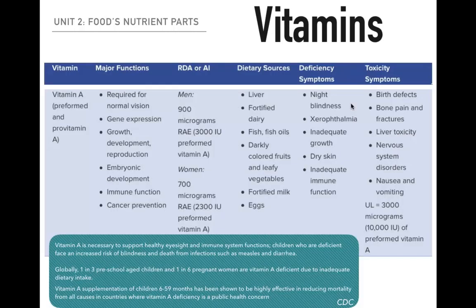Most Americans take in adequate amounts of vitamin A, but globally, 1 in 3 school-age children, preschool-age children, and 1 in 6 pregnant women are deficient due to inadequate dietary intake. And supplementation is highly effective with this and is being introduced to countries where this is a major concern. It's especially important for supporting healthy eyesight, vitamin A is, and also a healthy immune system. And deficiency in vitamin A, as seen in children across the developing world, can lead to blindness and infections as well.